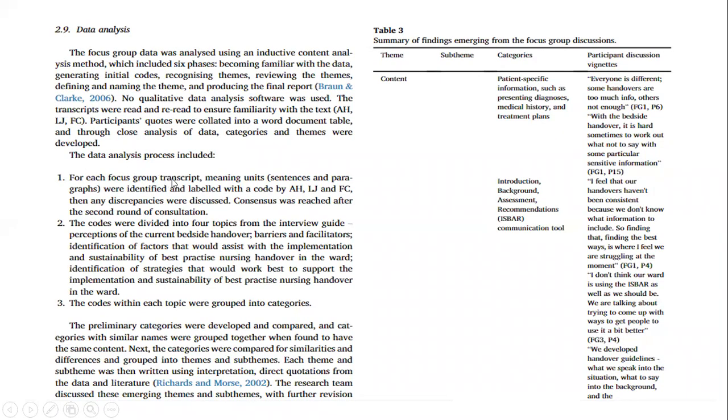The data analysis process included coding each focus group transcript, and then the codes were divided into 4 topics from the interview guide, and then the codes within each topic were grouped into categories. And this is the summary of findings from the focus group discussion. So there is a theme and then sub-themes, categories, and then participant discussion vignettes.